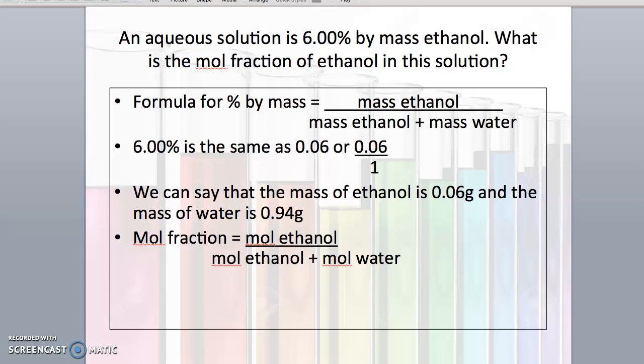So the question asks for the mole fraction. I'm going to write out the formula. Mole fraction is moles of ethanol over the moles of ethanol plus the moles of water. I have grams of each, so I can use the molar mass and calculate the moles of ethanol, starting with 0.06 grams. I get the molar mass from the periodic table, and I do the same thing with water. So I go from grams to moles into the mole fraction calculation. This approach works pretty well. I'm going to do a couple different types of questions, and you'll see there's a repeating pattern to this. So let's go on to the next one.